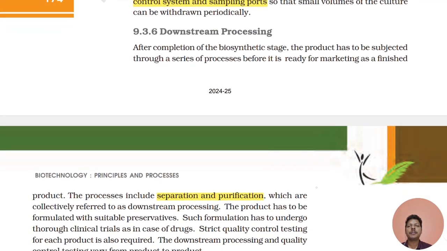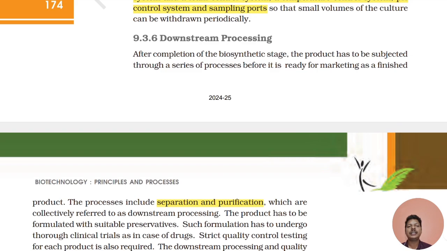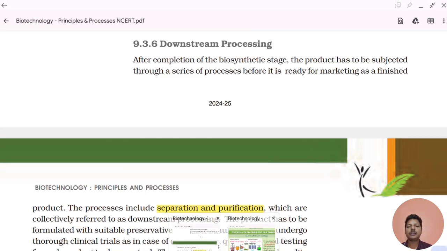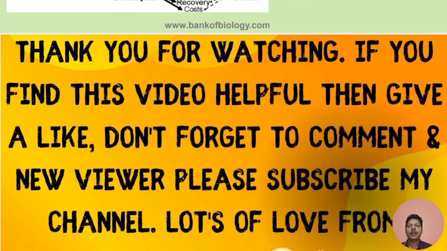Then the last one is the downstream processing. It includes separation and purification. You already saw it, and with this we have completed this whole chapter. As you can see, downstream processing.